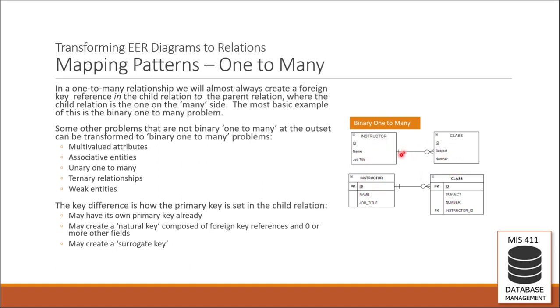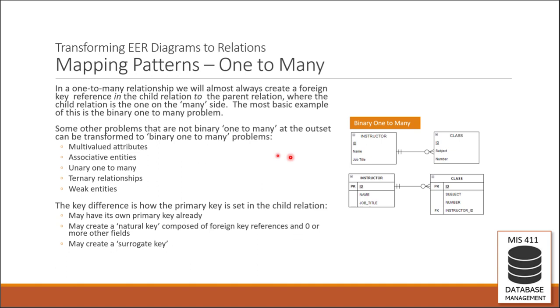When we transform that into relations or tables, all we're really doing is adding the foreign key for instructor ID to the class. The class is the child, because we can see the crow's foot. That's the many side of the relationship. The foreign key in the child references the primary key in the parent, as we can see right here. This really forms the basis of just about every one-to-many problem. The distinction is going to be how the primary key ends up getting set in the child. But let's look at some other problems that can be reduced to one-to-many, because not every problem appears to be a binary one-to-many on the surface, but it can be transformed into one.